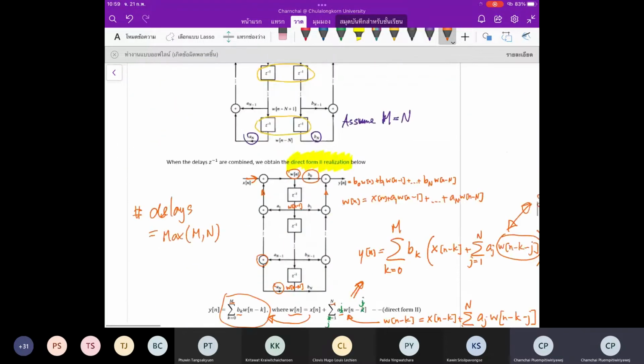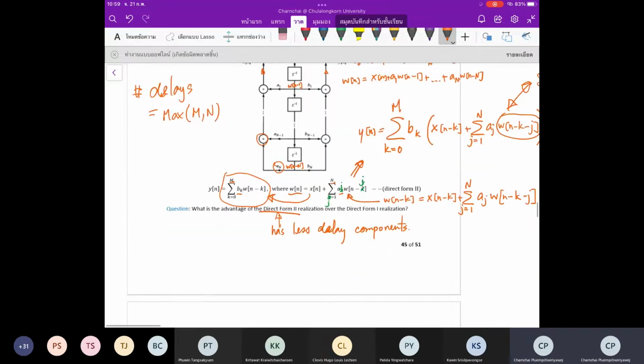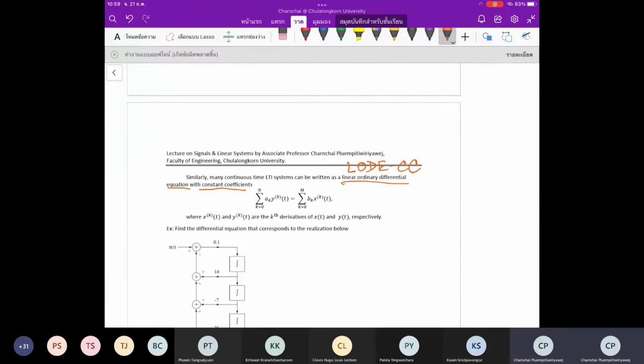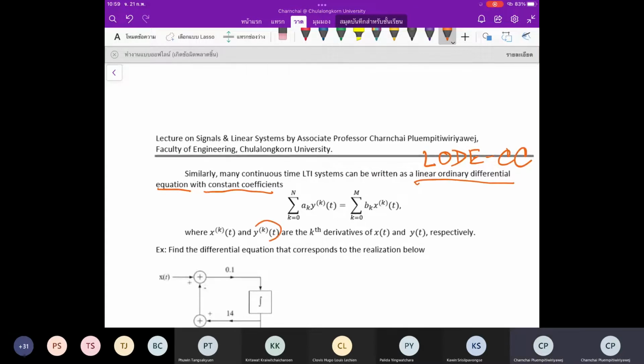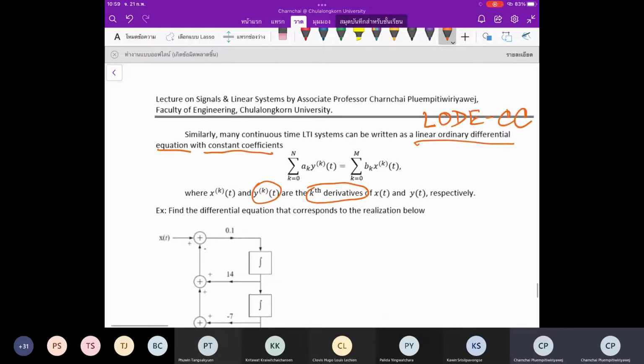We don't want to involve the integral, so we start with this one, ak times y to the k derivative. y with k in parentheses means the k-th derivative. So this is also a continuous time LTI system in the form of linear ordinary differential equations with constant coefficients.